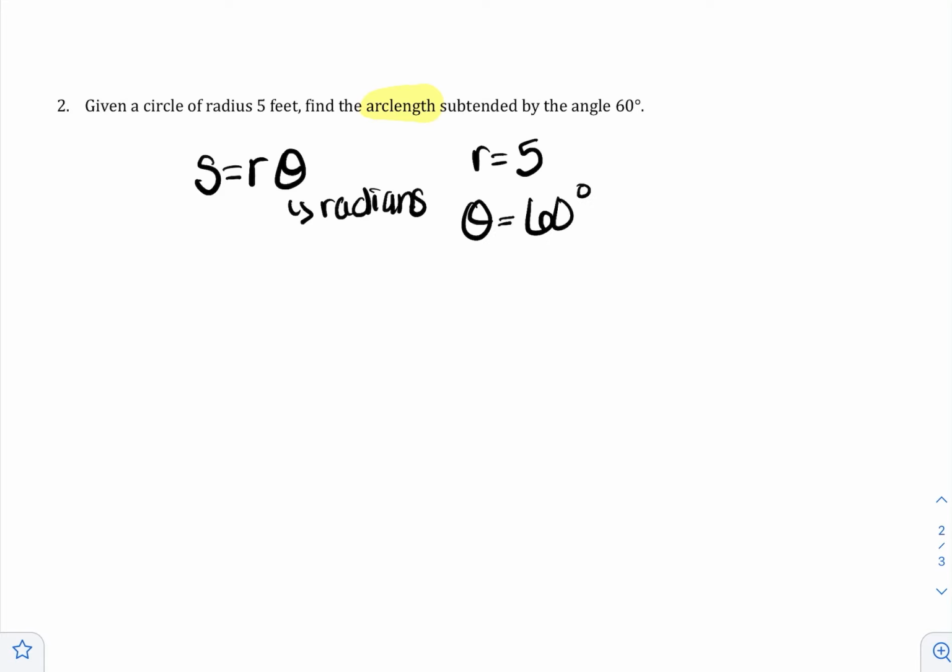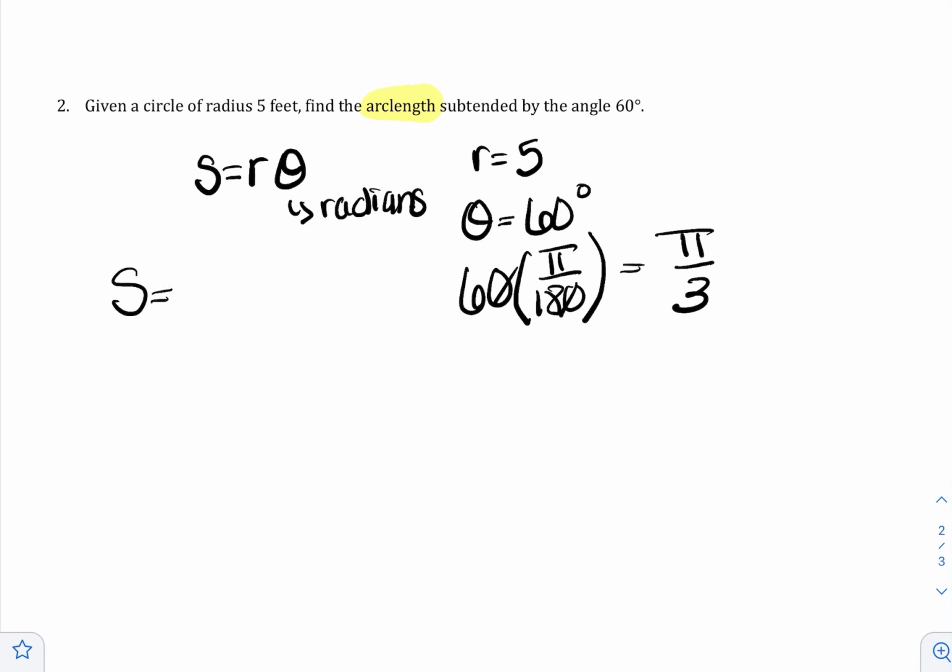So I do 60 pi over 180. The zeros cancel, and again, 6 goes into 18 3 times. So I get pi over 3. So now I can use my formula. S is equal to 5 times pi over 3. So I get that my arc length is 5 pi over 3, and I am in feet. And here's my final answer.